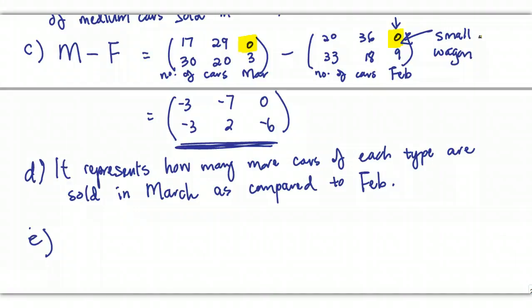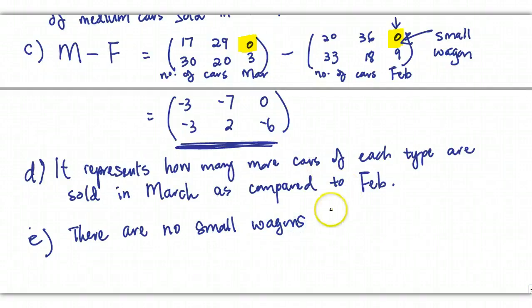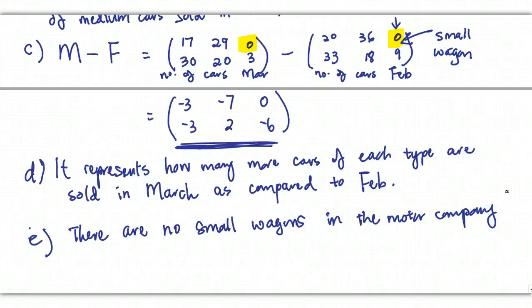So why do you think that the element in this position for each of the matrices is 0? Okay, there are a few possible reasons. One possible reason may be that, in fact, most of the time wagons are considered as big cars. So there are actually no small wagons in the motor company. Okay, and this is actually the most likely reason. Of course, any other logical reason will also apply.